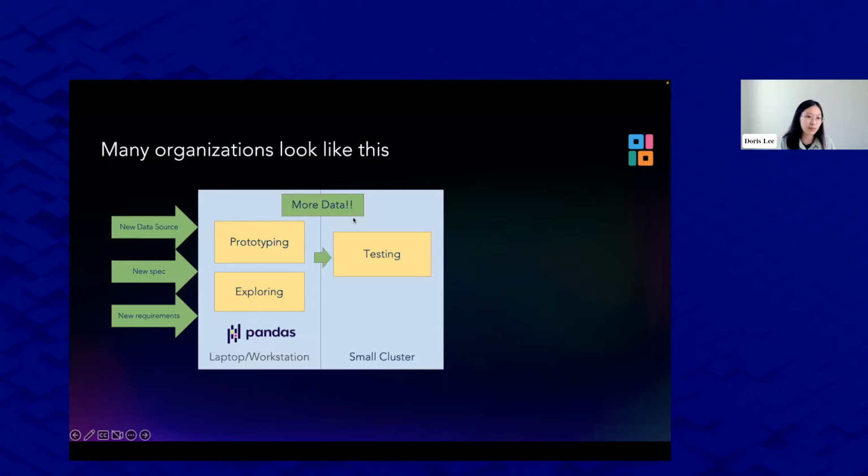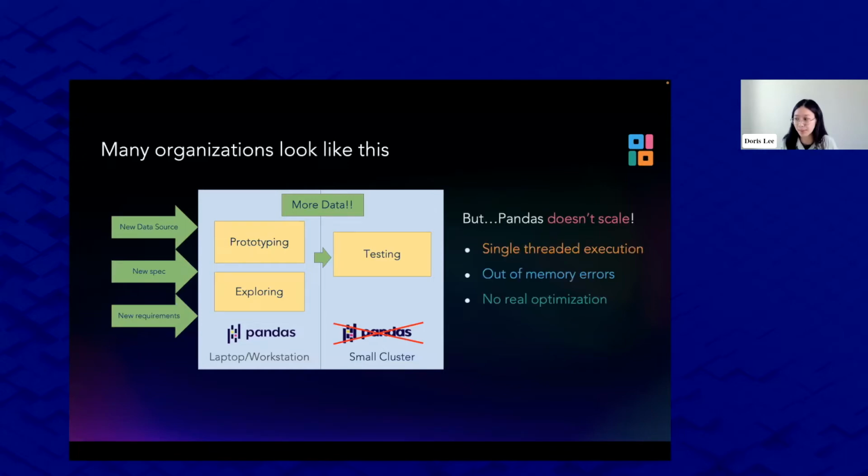However, the trouble is that the moment you need to look at more data, maybe this is because you're testing or productionizing on a larger sample of your data, this picture starts to break down. So the tool that you're using for this initial stage, Pandas, doesn't scale. The reason why this is the case is that Pandas is single-threaded. So things can get really slow when you're operating on large data sets. And what's worse is that you can often only work on data that fits in your memory.